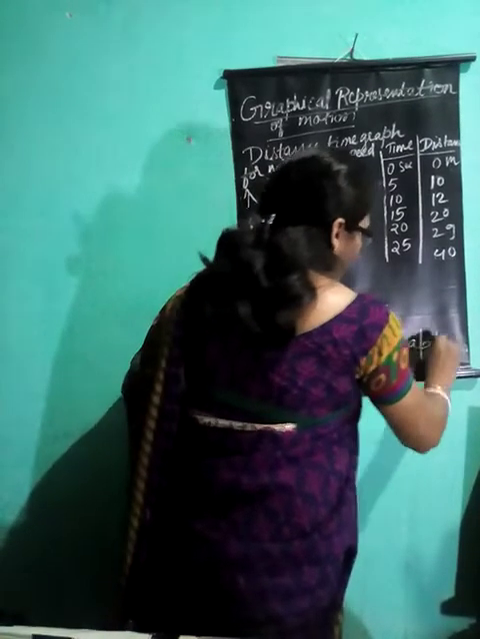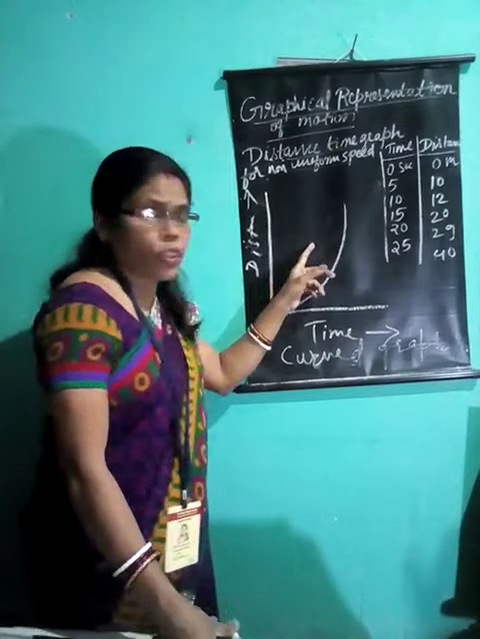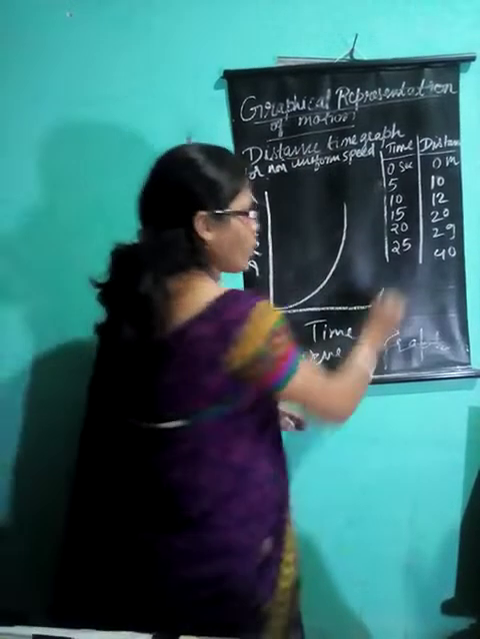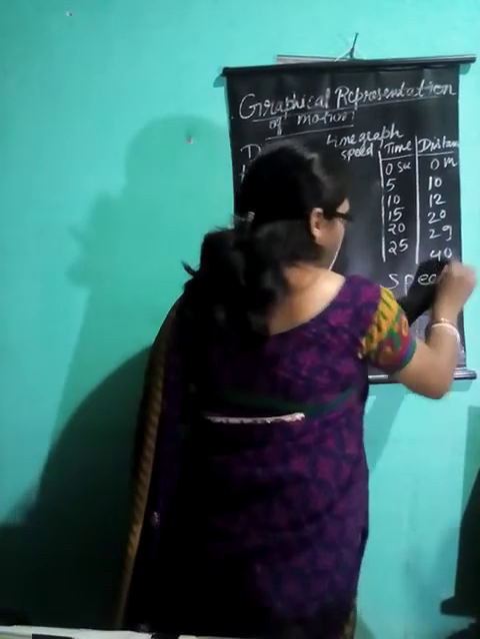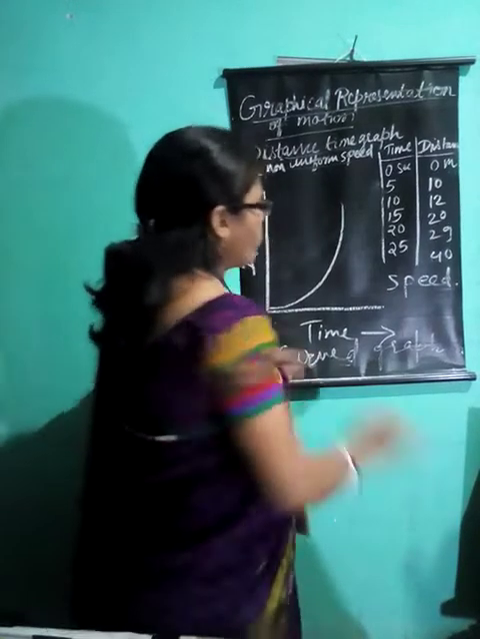Okay. Now this is all about the distance time graph. With the distance time graph, yes, one more thing. From the distance time graph, you can also calculate speed. What is the formula for calculating speed?